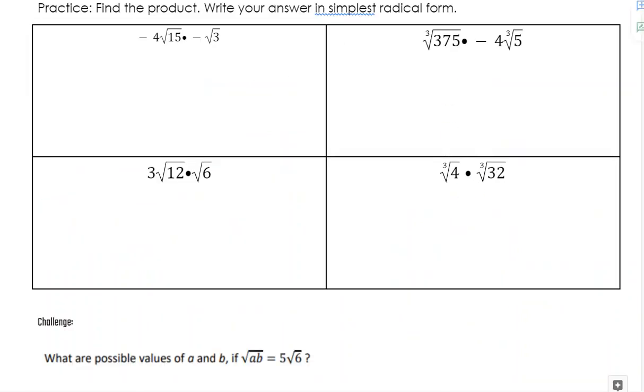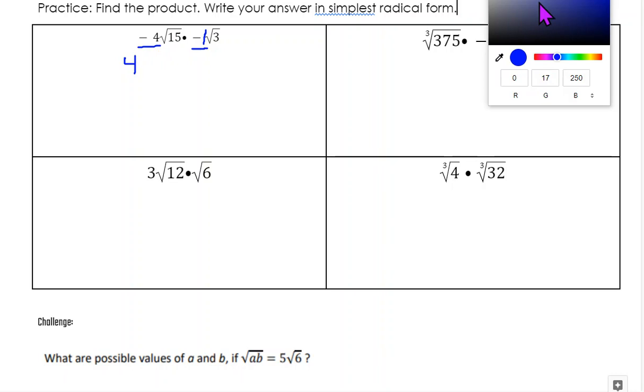Of these practice ones, let's do one more together. Let's do this one here together. So I have -4, and this one just says negative, so negative square root of 3. So remember, when there's a negative, it's really a 1. So I'm going to do -4 times -1. A negative times a negative is a positive. 4 times 1 is 4. So that's going to leave me with 4.